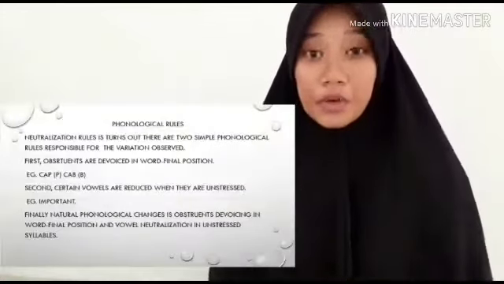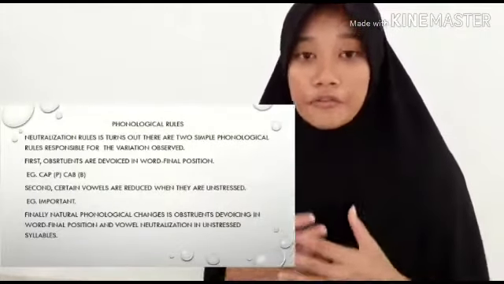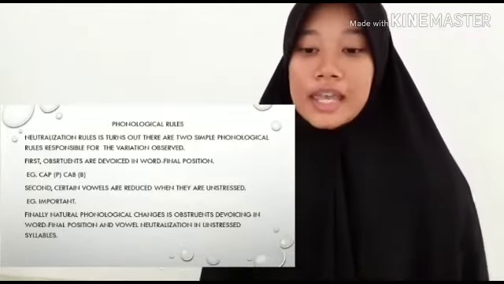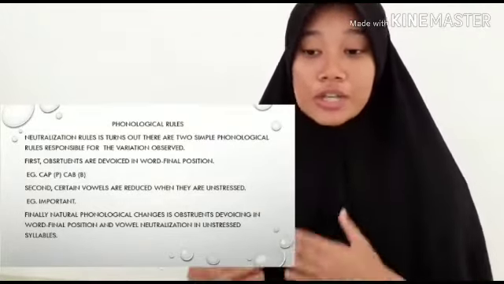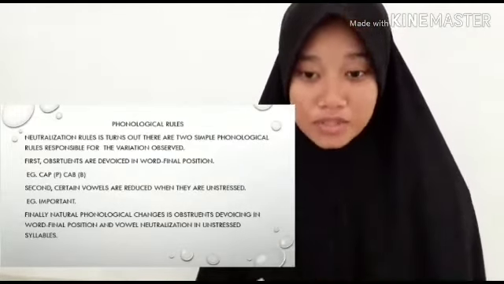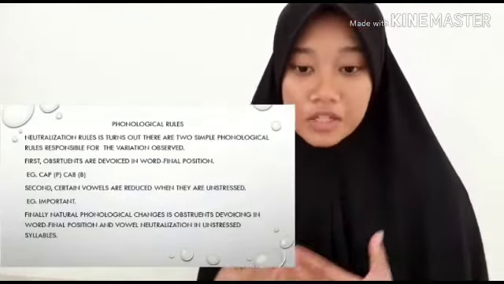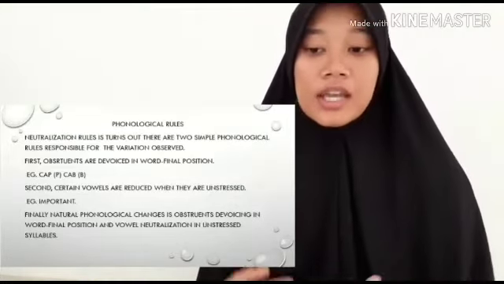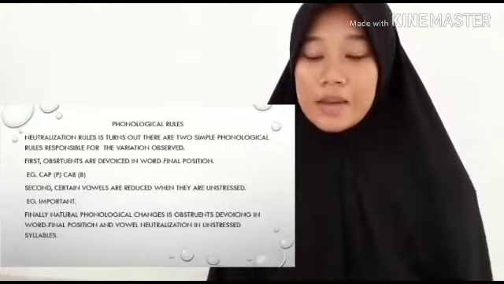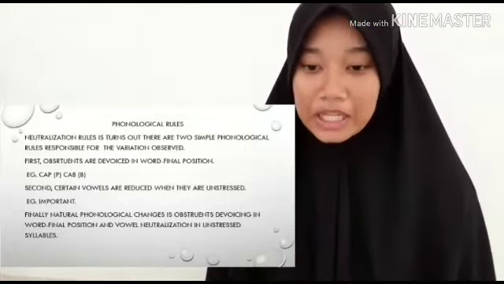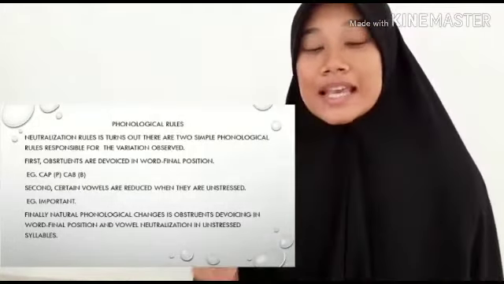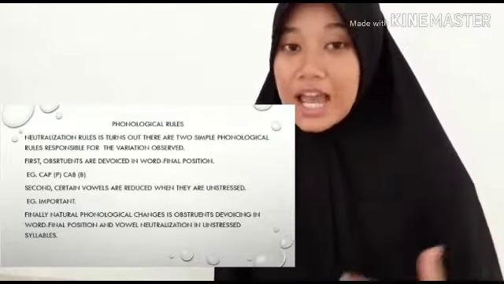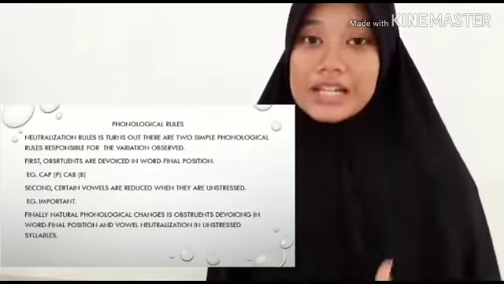And the next is phonological rules. Phonological rules are neutralization rules. It turns out there are two simple phonological rules responsible for the variation observed. First, obstruents are devoiced in word final position. The example is cap and cab. In cap the last letter is P and in cab the last letter is B. They have a difference in the final position.